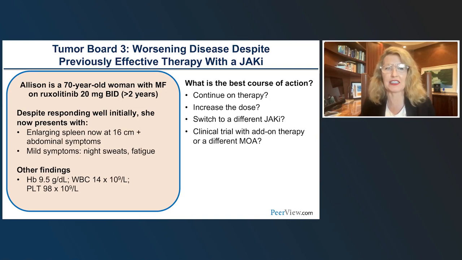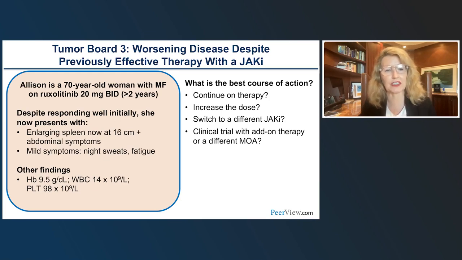So we've got Allison, a 70-year-old woman with myelofibrosis. She's been on ruxolitinib 20 milligrams twice a day for over 2 years, but despite responding well initially, she now presents with an enlarging spleen, pretty large actually, 16 centimeters below the left costal margin, with abdominal symptoms, and also night sweats and fatigue, which are very common as people find their disease is progressing with loss of response to ruxolitinib. And remember, only about 25% of people are on ruxolitinib after 5 years, in part because of progression.